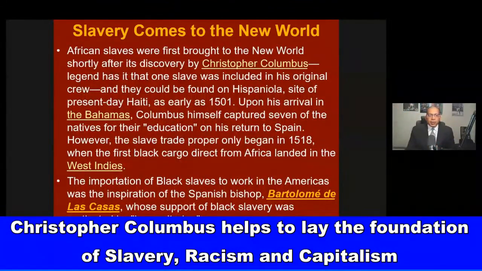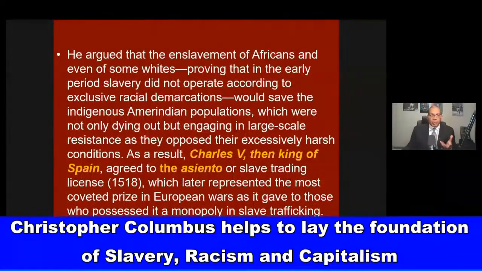The importation of Africans to work in the Americas was the inspiration of the Spanish bishop Bartolomé de las Casas, whose support of black slavery was motivated by humanitarian concerns. De las Casas is a bishop. He travels on some of the voyages with Columbus. He keeps a diary and he documents the atrocities that Columbus inflicts on the indigenous people. And he said that Columbus was responsible for killing 12 million to 25 million indigenous people. So he's going to advocate that they stop enslaving Native Americans, try to save their souls. They suffered enough, and enslave African people, and white people to a lesser extent.